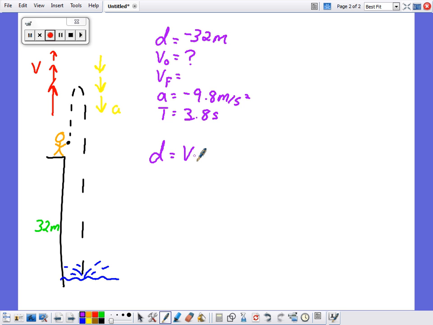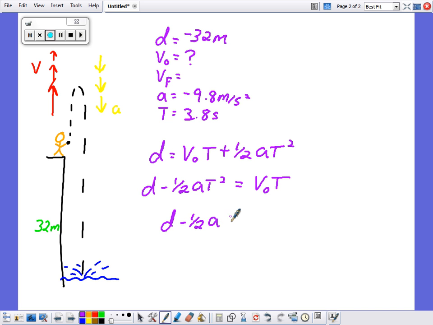So D equals V naught T plus 1/2 A T squared. We're trying to rearrange this for V naught, so I'm going to subtract away my 1/2 A T squared term. So it becomes D minus 1/2 A T squared equals V naught T. From here, I'm going to divide out this T, and I get D minus 1/2 A T squared, divided by T, equals V naught.